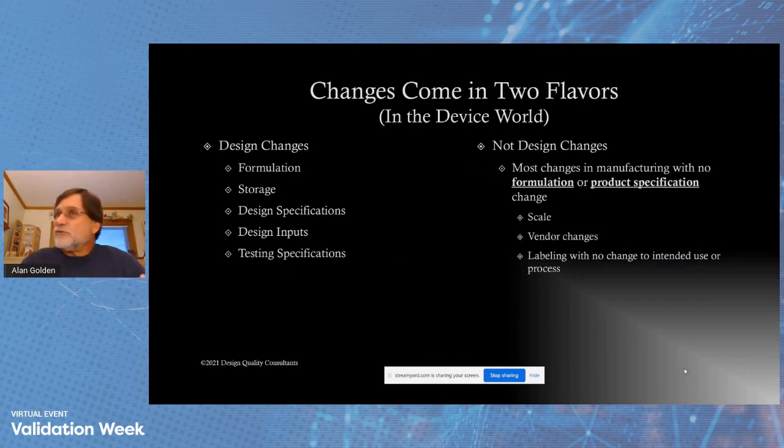So in the device world, I will say, for those of you in the device world, there are 2 types. There are 2 flavors of change. There are things that change the product's actual design, and these are formulation changes, storage, specifications, design inputs, testing specifications. These tend to be things that if you change something, really does change the product. Then there's something that I used to term not a design change. And these are changes in manufacturing, typically with no changes in formulations or product specifications. So I can scale something up or down.